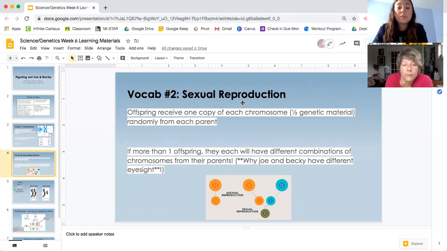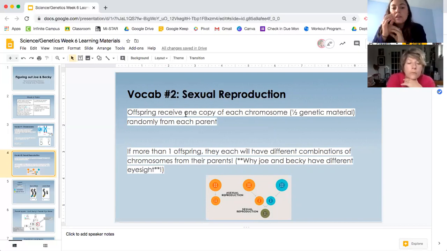Awesome. So vocab number 2, we're looking at sexual reproduction, which is one of 2 ways that living things can reproduce. If we look at the picture on the bottom here, asexual reproduction is when you reproduce on your own. A lot of plants do this. You have the parent, and it's going to create an offspring all on its own. Whereas sexual reproduction, which is how we're born, we have a mom and a dad, and they reproduce together. So the offspring receive one copy of each chromosome, or half of their genetic material, from each parent.